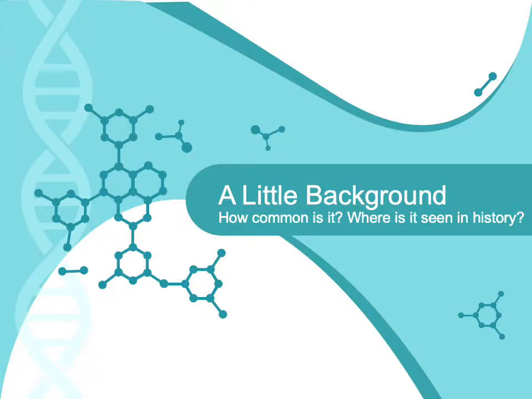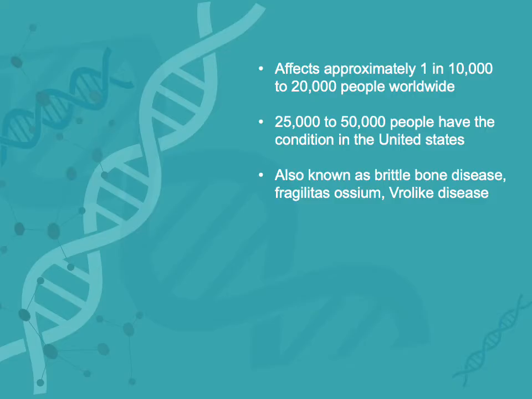Let's talk a little bit about the history and background of osteogenesis imperfecta. Osteogenesis is a pretty rare disease. It affects about 1 in 10,000 to 20,000 people worldwide, and in the US, about 25,000 to 50,000. Considering that there's about 328 million people in the US, it's really not very common. Another common name, probably one of the more common names for this condition, is brittle bone disease.